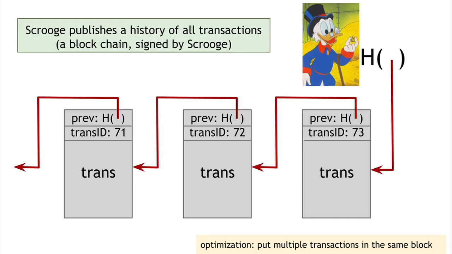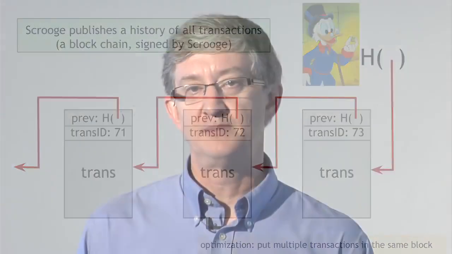Okay. Now I said here that we put one transaction in each block. We do that for simplicity of explanation, but in practice, as an optimization, we'd really put multiple transactions into the same block, as Bitcoin does. So you can bear in mind as I talk about Scrooge coin that that's the way we'd really do it in practice.